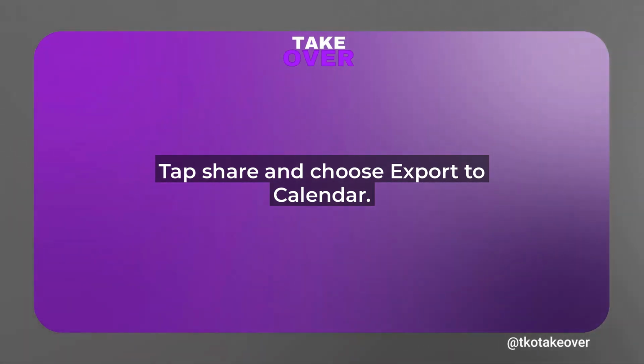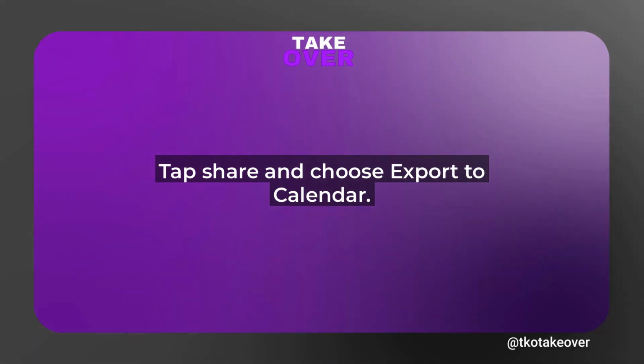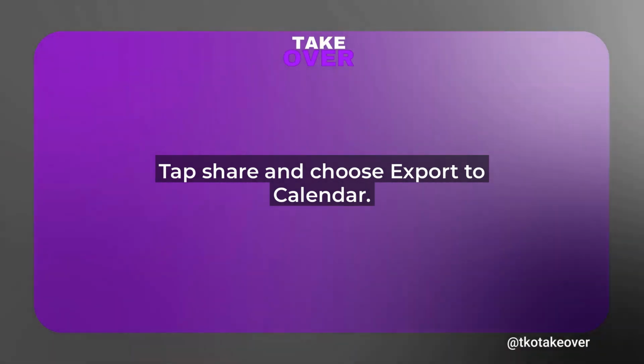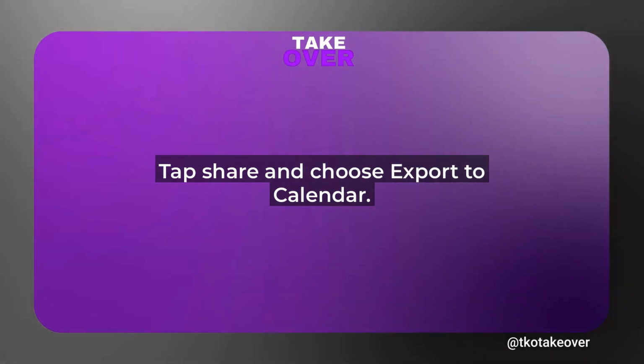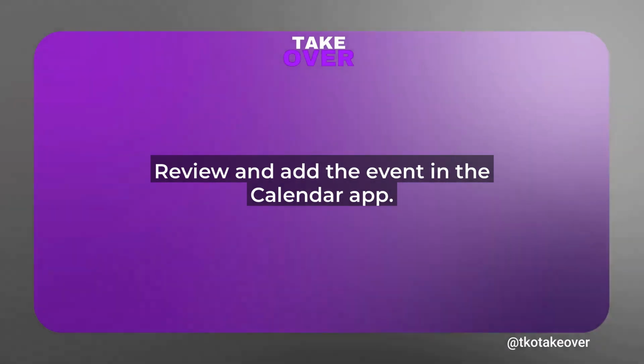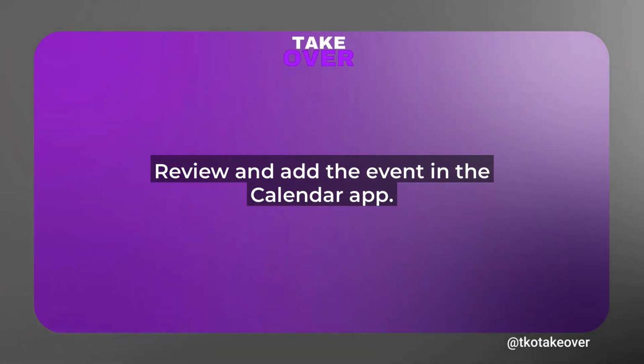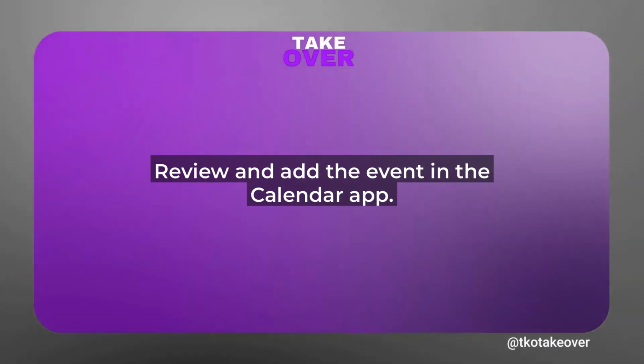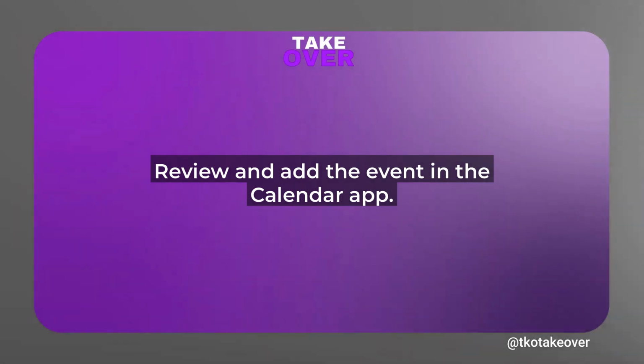If you don't see that option right away, go into the trip details page. There, you'll find an itinerary summary. Tap the share icon. It looks like a square with an arrow. From the sharing menu, select Export to Calendar, or choose to save as a .ics file. Your iPhone will then prompt you to open it in the Calendar app.